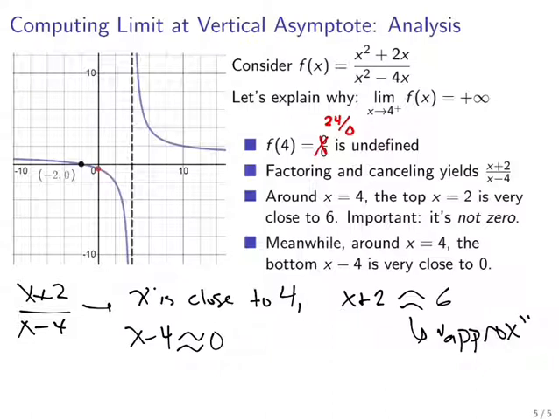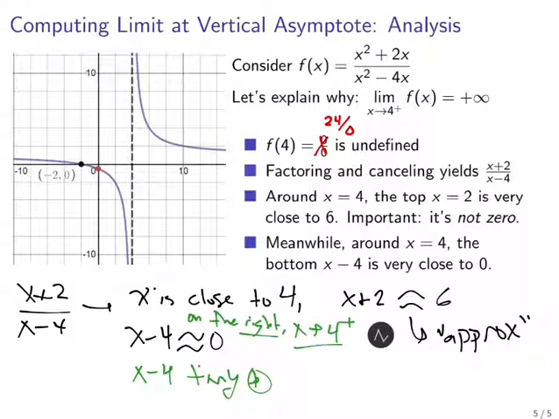And so now is where it matters whether I'm approaching 4 from the right or from the left. If x approaches 4 from the right, then x minus 4 itself is going to be, yes, very close to 0, but it's going to be a very tiny positive number. If x is slightly greater than 4, then x minus 4 is just slightly bigger than 0. It's a very tiny positive.